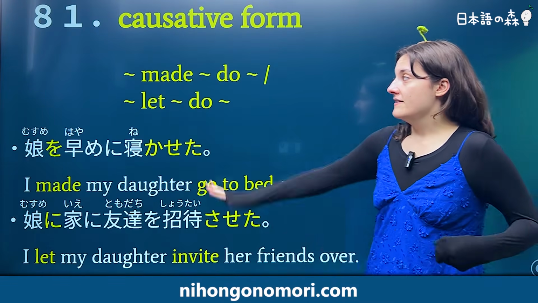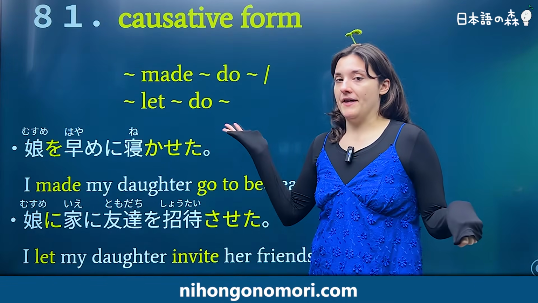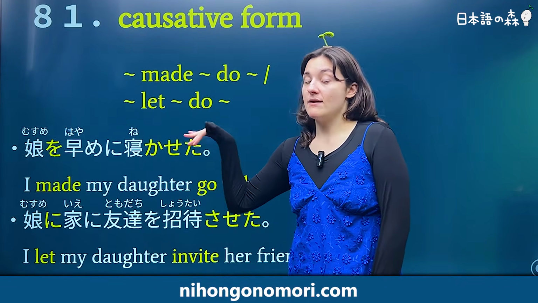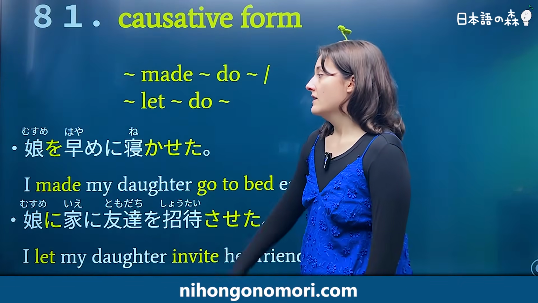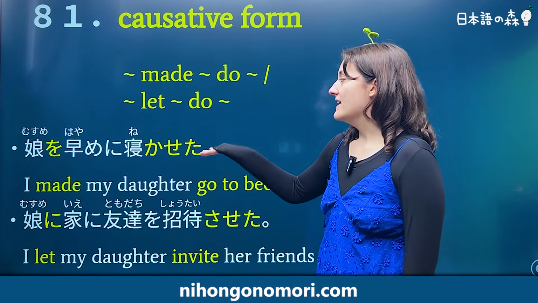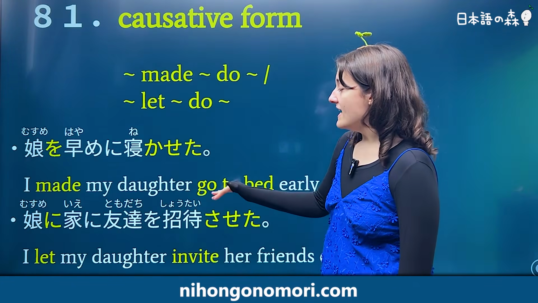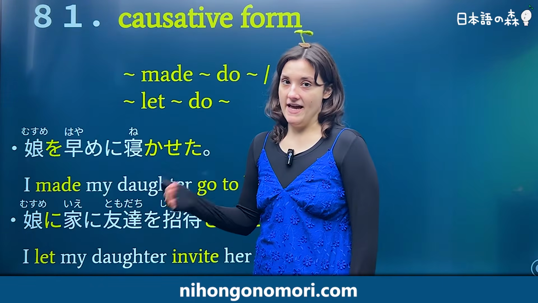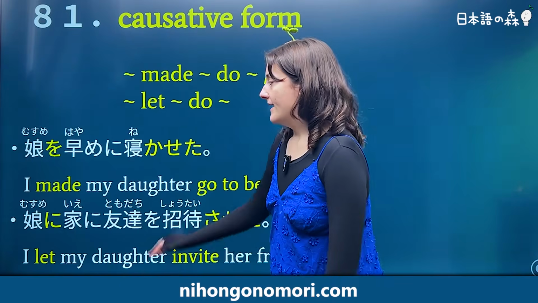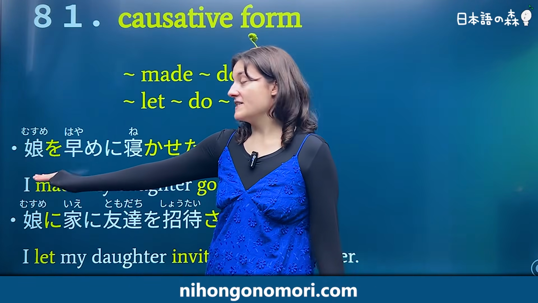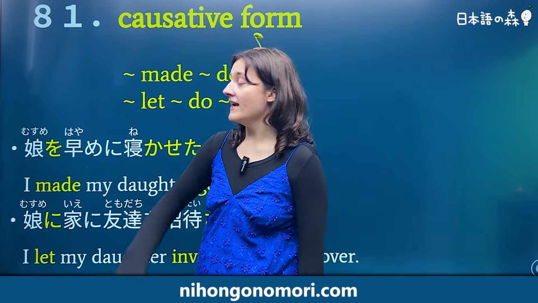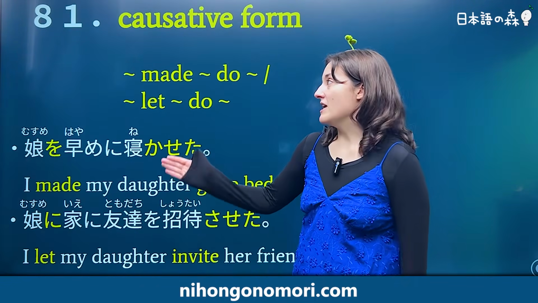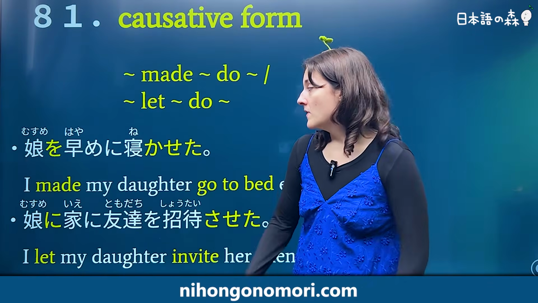Causative form. Now this is someone made someone do something. Or depending on the context, it could also be somebody let somebody do something. 娘を早めに寝かせた. I made my daughter go to bed early, right? My daughter doesn't want to go to bed, but I made her. And the way that we can see this especially is by the usage of the particle o, right? The particle o will be used when we're talking about being forced to do something, right?